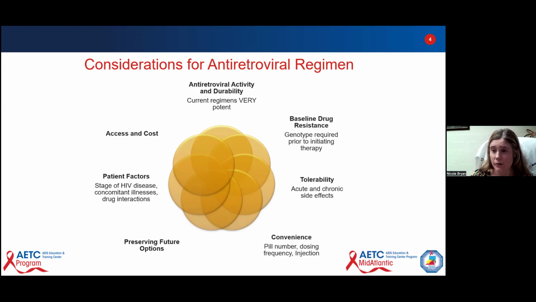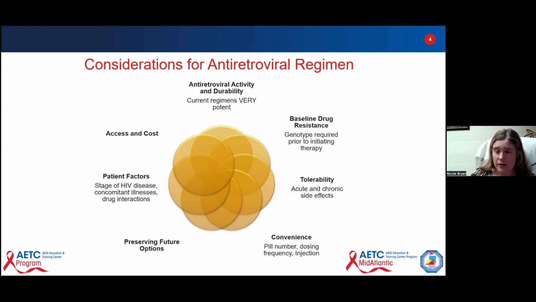Tolerability, this is a huge one. Are the patients able to take it? It's not going to work if they don't take it, and they're not going to be able to take it if it makes them feel bad, if they have a lot of side effects. Do they have side effects in the short term that eventually get better, or is it a lingering side effect? How convenient is it for them to take? How many pills do they have to take? How many times a day? Most of our first-line regimens are currently going to be one pill once a day options. But we also have some long-acting injectables, which we'll touch on as well.